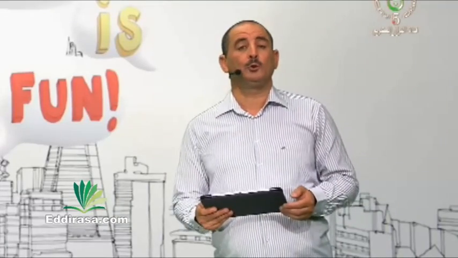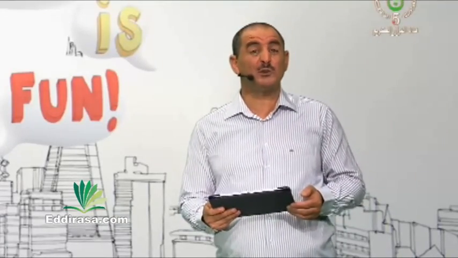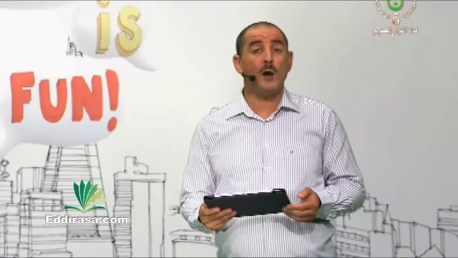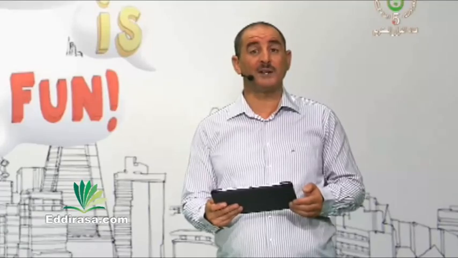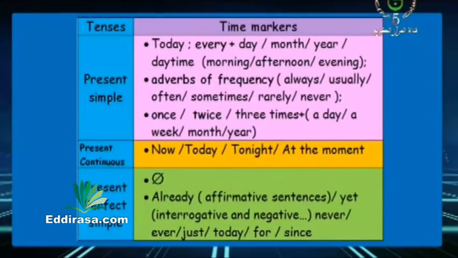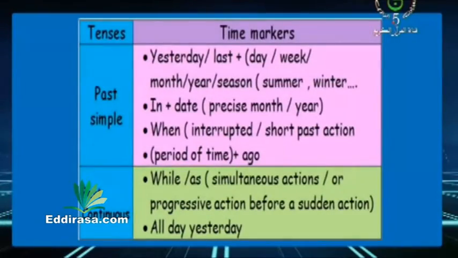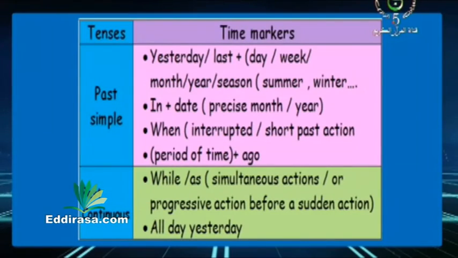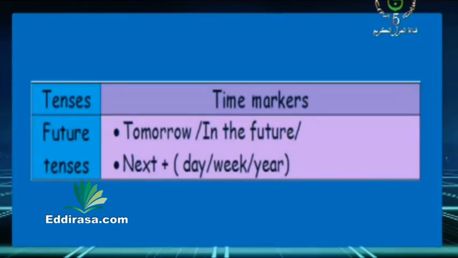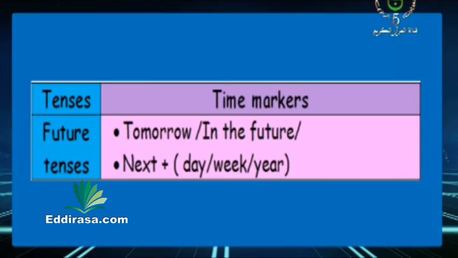Okay, do you know how to use these tenses correctly? All you have to do is to have a careful look at the following slides. So you have present simple, present continuous, present perfect simple, past simple, past continuous, and finally, future tenses.